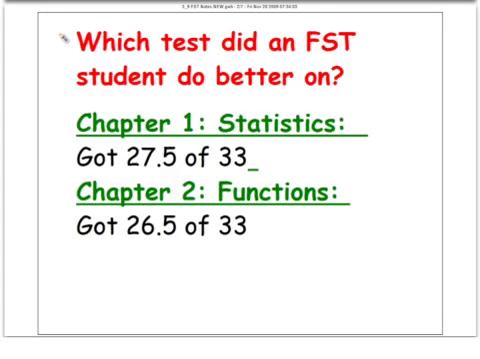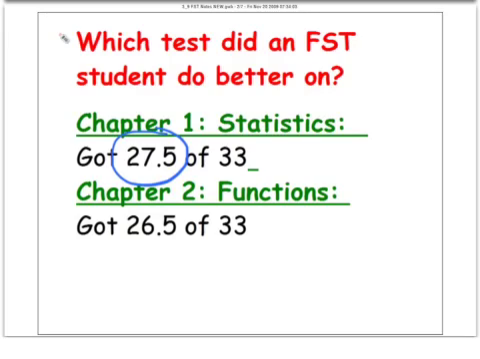If I present you with this question, which test did an FST student do better on? Was it the Chapter 1 statistics test where they got 27.5 out of 33? Or was it the Chapter 2 functions test where they got 26.5 out of 33? If you look at just the raw score of what the students got, the odds are you're going to say they did better on the Chapter 1 test. But this is not necessarily the right answer.